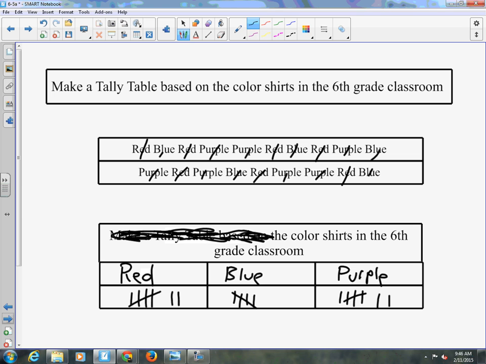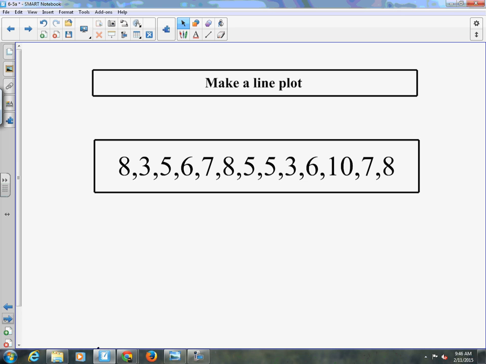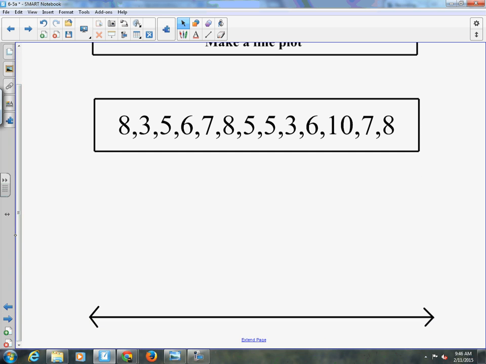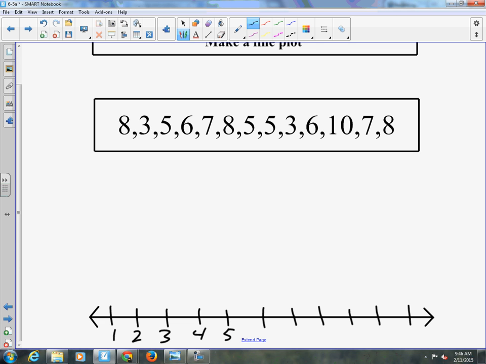Okay, that one's very easy. The last thing you're going to be asked to do, you are also going to be asked to make what's called a line plot. Okay? Well, this is really easy because all you have to do is make a number line. So we got the line here. 1, 2, 3, 4, 5, 6, 7.